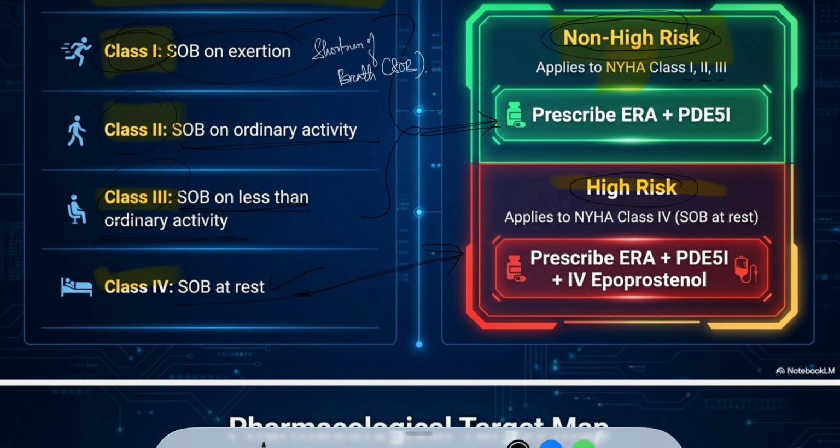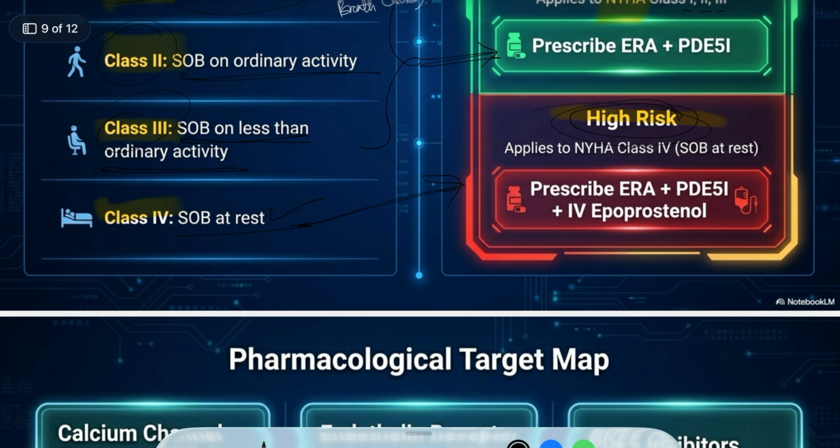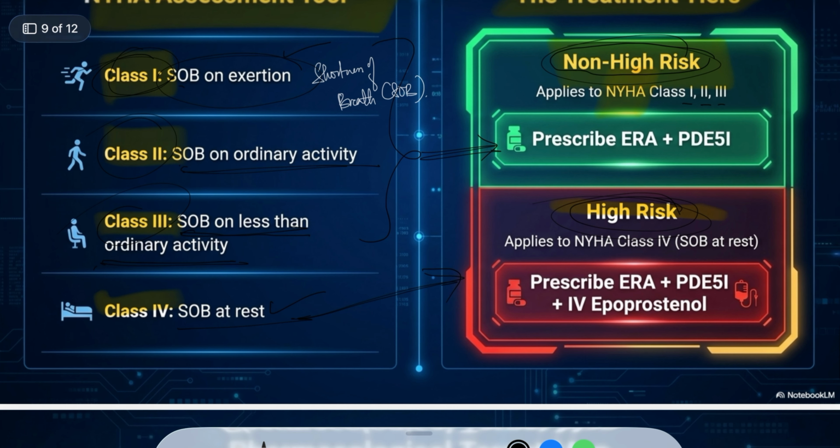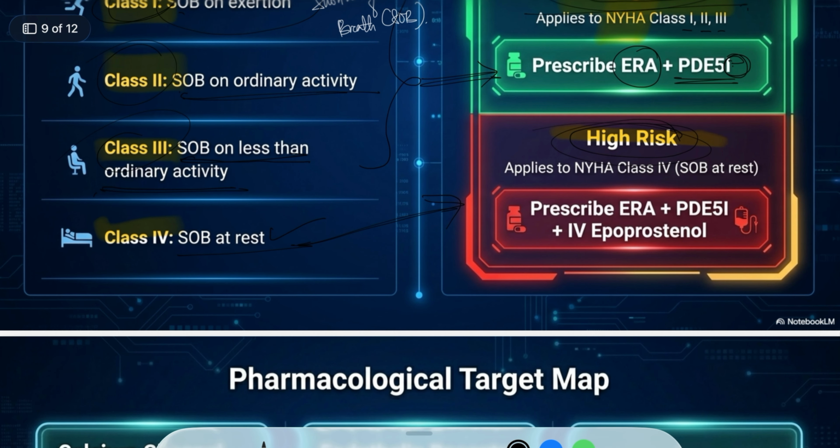So let's say it's high risk, how are you going to manage? If it is non-high risk, you have to go with ERAs and PDE5 inhibitors. And in high risk, you have to add IV epoprostenol.